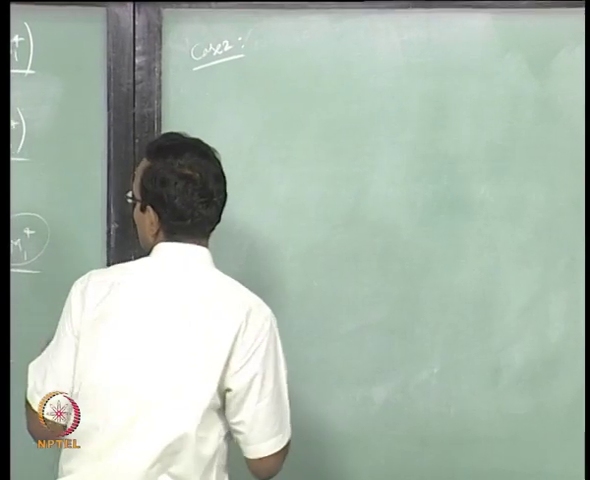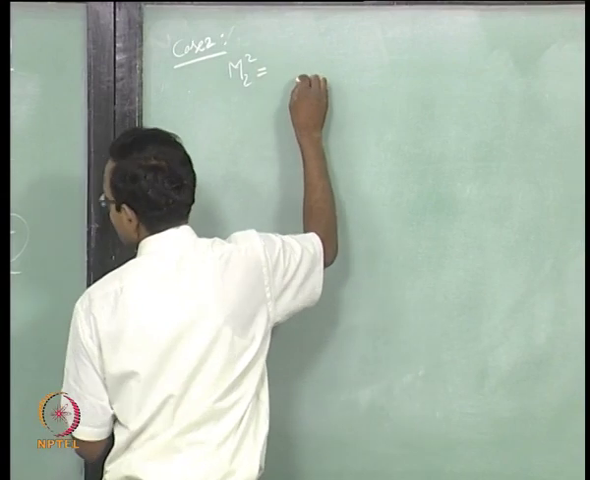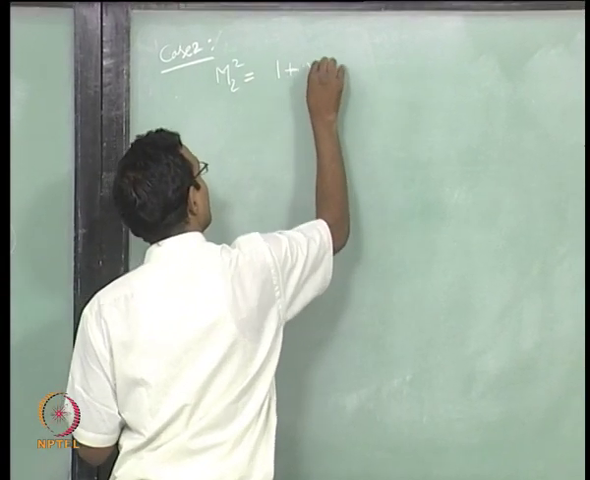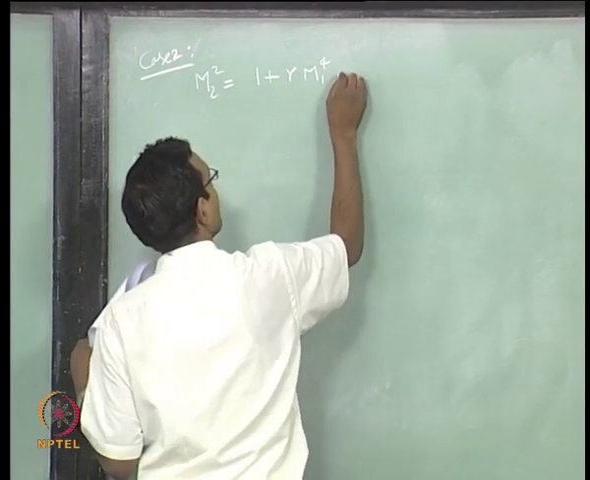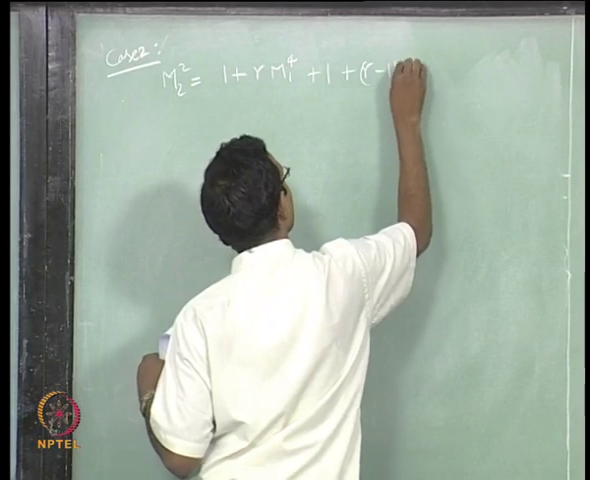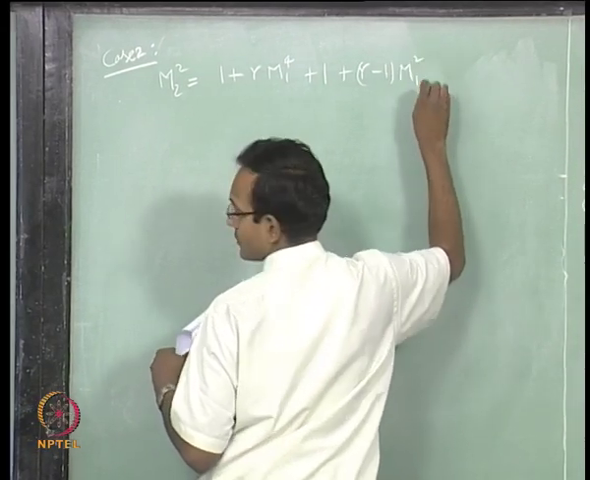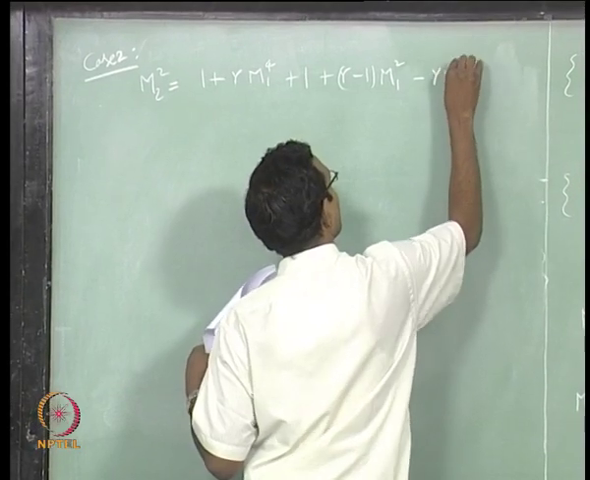So, my case 2 is the same thing with a plus sign. So, I will write that: gamma m1 power 4 plus 1 plus gamma minus 1 m1 square minus gamma m1 power 4.